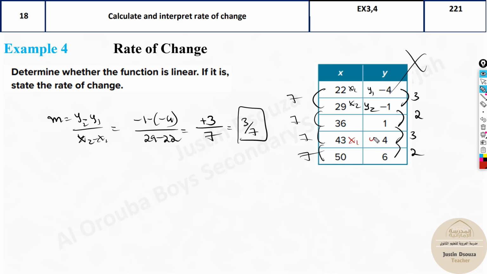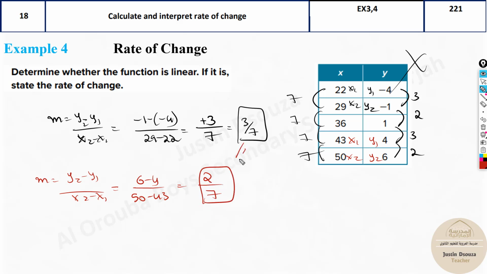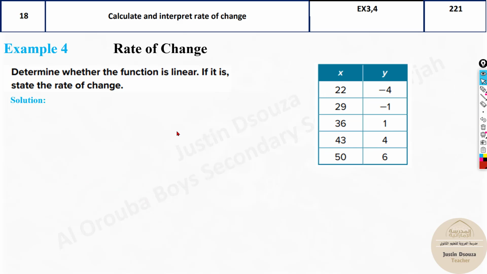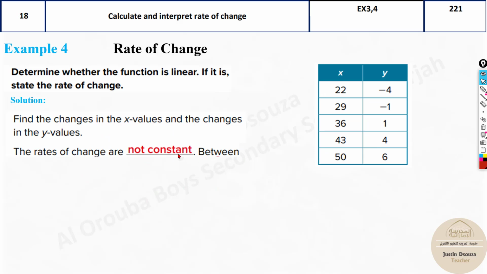That'll be x1, y1, x2, y2. Here m equals y2 minus y1 by x2 minus x1. What is the answer? It is 6 minus 4 divided by 50 minus 43. That will be equal to 2 by 7. It is not equal. That does not match. Slopes are different. Therefore, it is not a linear function. The answer is no, not constant.